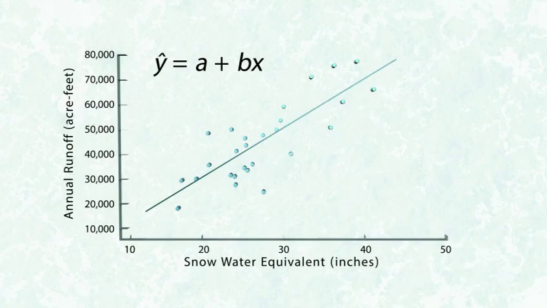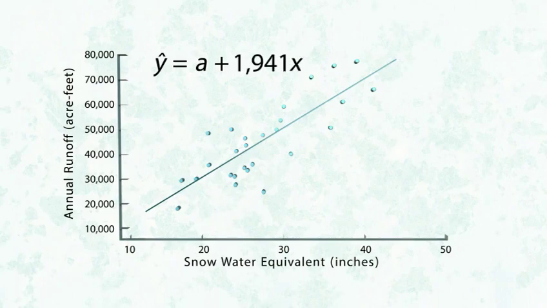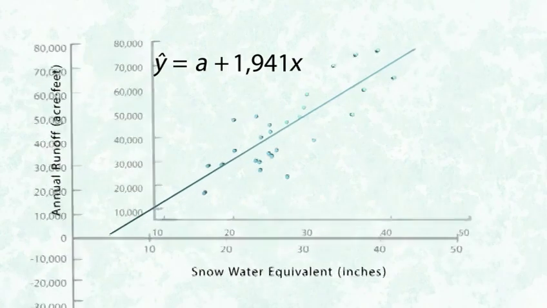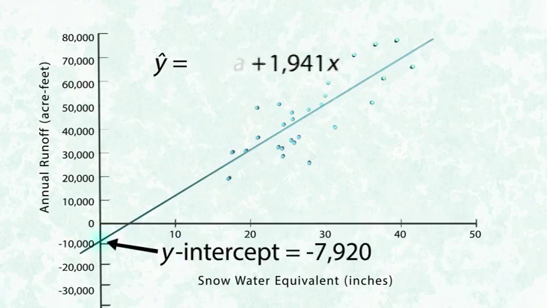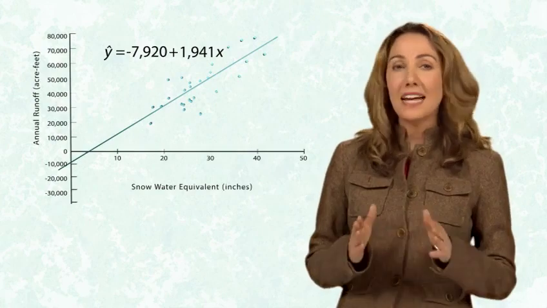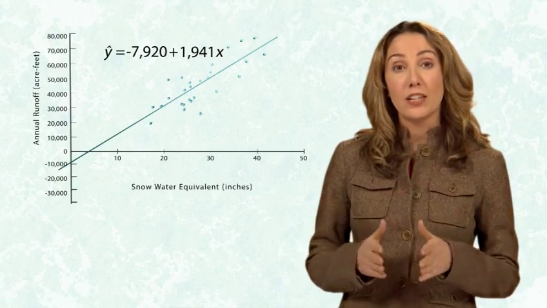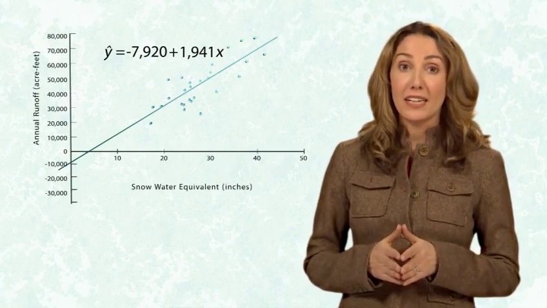Back to the Colorado water data. Statistical software gives us the equation for the regression line. The slope of 1941 predicts that for every 1-inch increase in snowpack, the runoff increases by 1,941 acre-feet. The y-intercept is negative 7,920, which would seem to say that if the snowpack was 0, the runoff would be around negative 8,000 acre-feet. Obviously, that doesn't make sense, and it's a good reminder that you can't extrapolate from the regression line too far outside the range of the observed data.